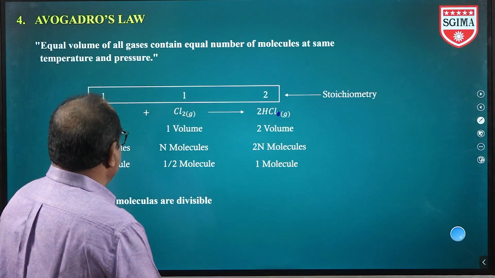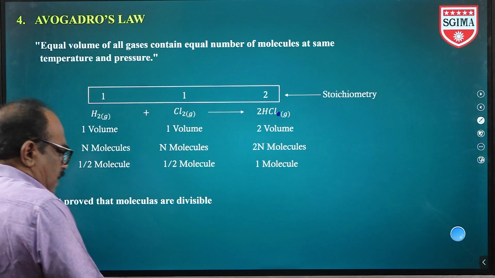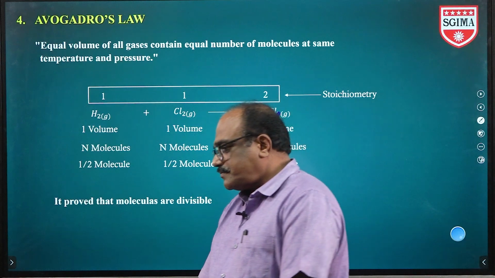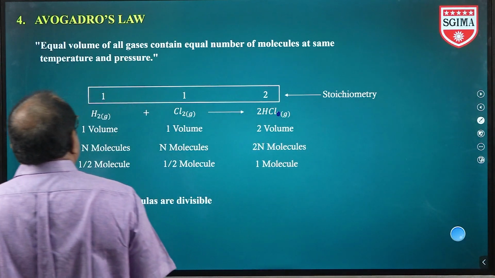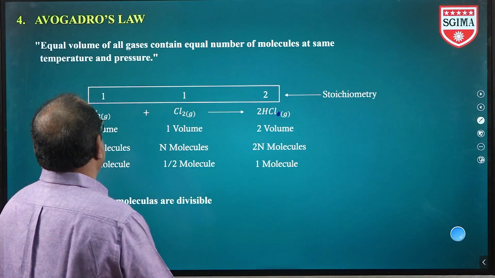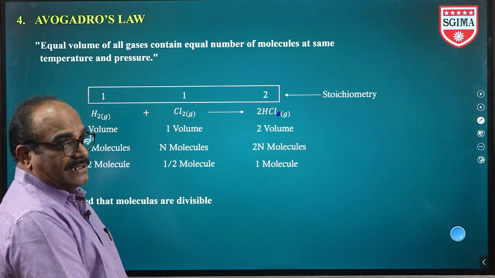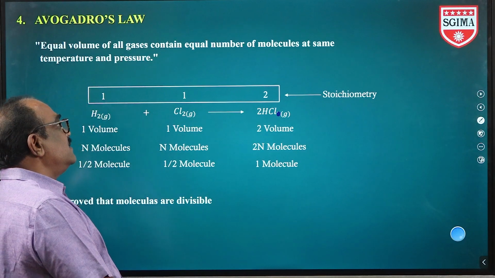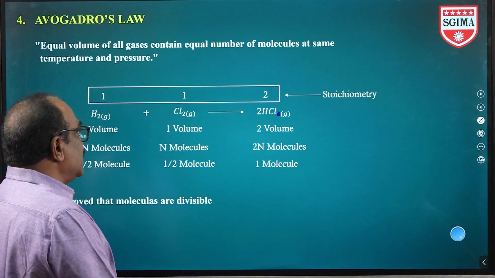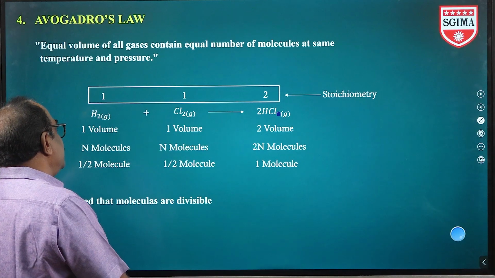And one more point we need to consider here, Avogadro's law, a very famous law. Equal volumes of gases under the same conditions of temperature and pressure contain equal number of molecules.